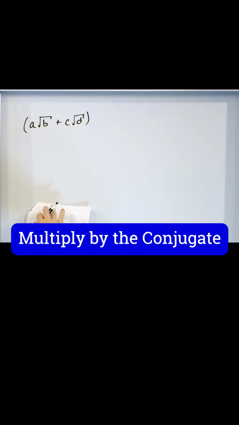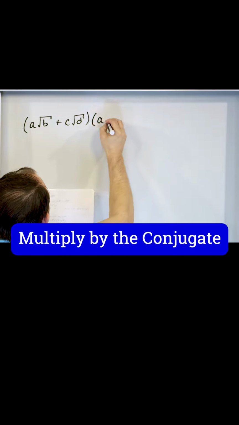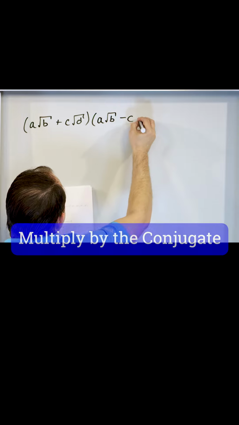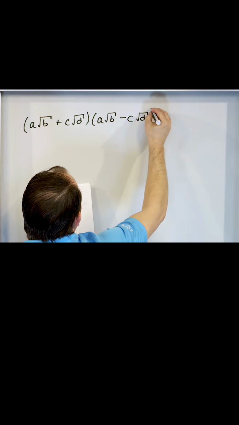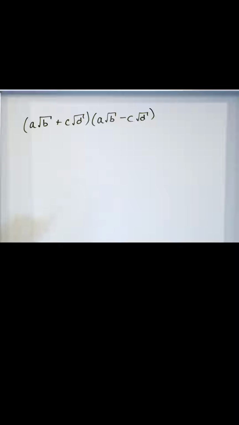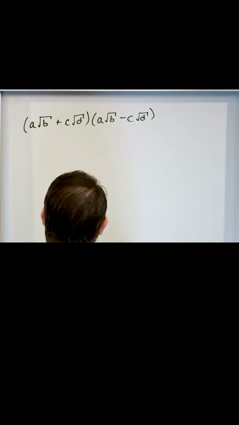What's the conjugate of this? It's an exact copy of itself, changing the sign that links them: A times the square root of B minus C times the square root of D. And it doesn't at this point matter what A and B and C or D are. So we're going to do our best to prove that this works for everything.